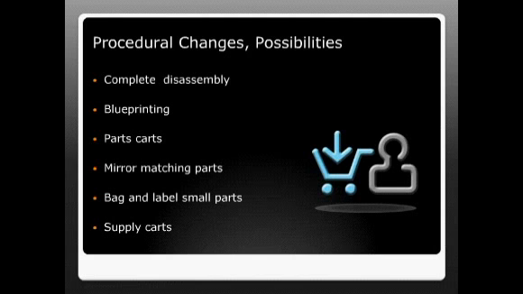Bagging and labeling small parts refers to how you organize the small parts after you disassemble the car. In many cases, you may elect to have a different tech putting the job together, so it's important to label those bags. And supply carts are similar to parts carts in that they're a way to organize yourself, and supply carts could refer to different products or tools that could be organized on a cart for a specific process. A good example might be a detail cart where you'd have a buffer, polishing supplies, things like that.